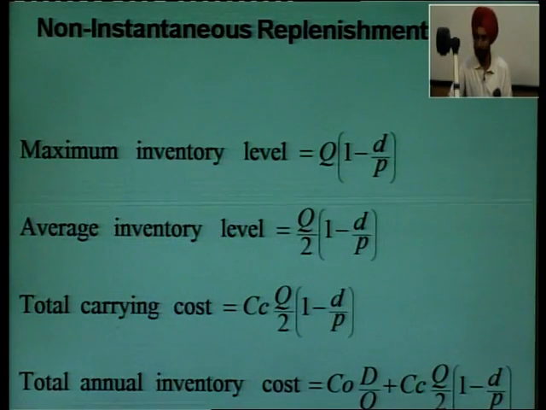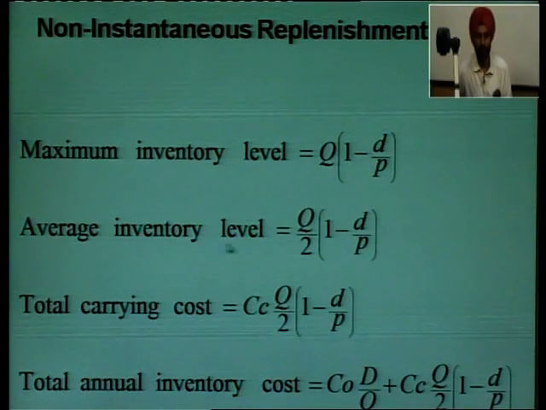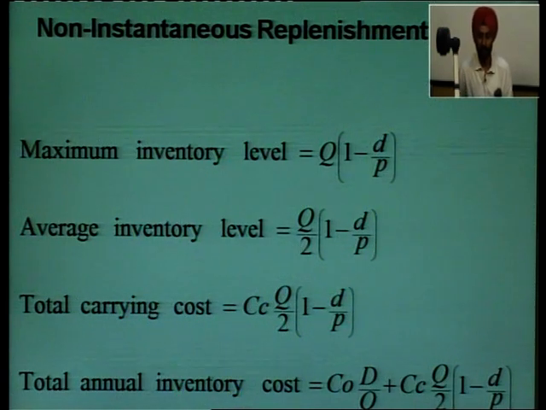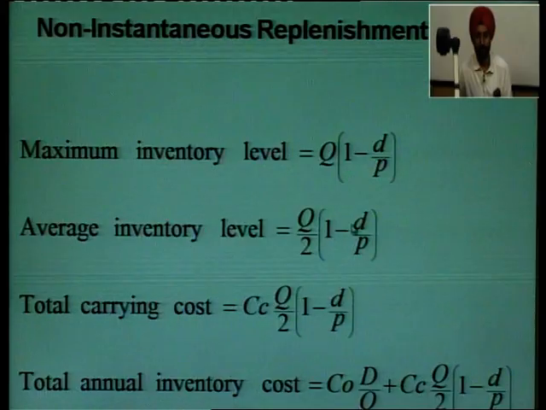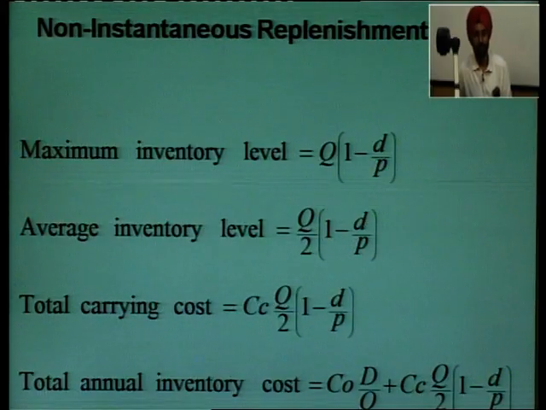And average inventory, as we have seen in the basic EOQ model, it was Q by 2. In that case Q was the maximum inventory. In this case it is Q into 1 minus D over P, this is the maximum inventory, this will be divided by 2. So, average inventory ਜਿਹੜੀ basic EOQ model ਦੇ ਵਿੱਚ Q by 2 ਸੀ, ਇਸ model ਦੇ ਵਿੱਚ ਹੋਗੀ Q by 2 into 1 minus D by P. Rest is all same, total carrying cost will be multiplied by this CC into average inventory.